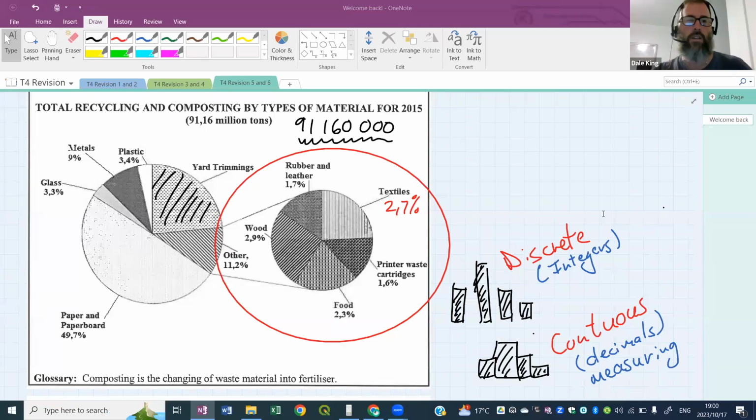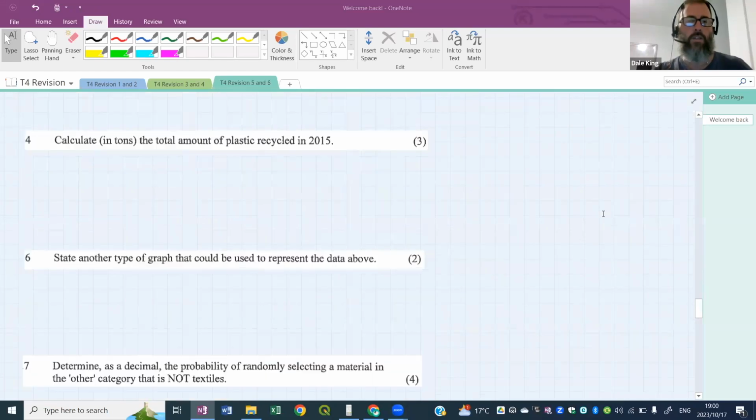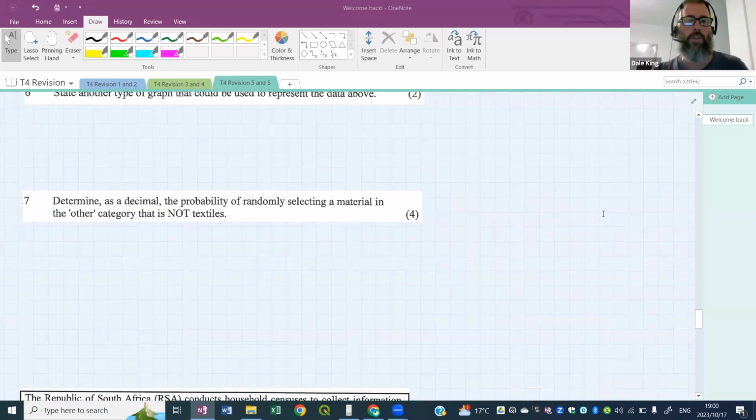Okay, so there's the diagram. And here's question 7. Determine as a decimal the probability of randomly selecting a material in the other category that is not textiles. And they've made the word NOT in capitals. They're trying to emphasize that. Very interesting. All right, we will start Thursday's lesson with this one and have a look at it again.